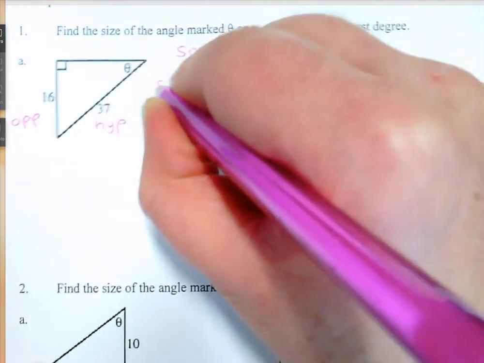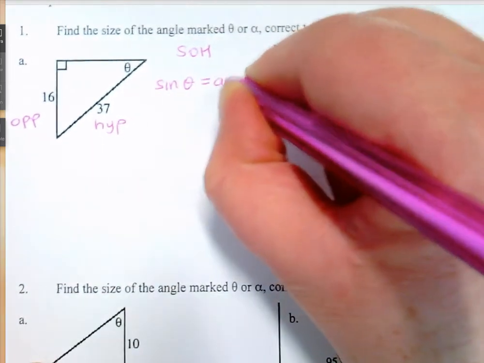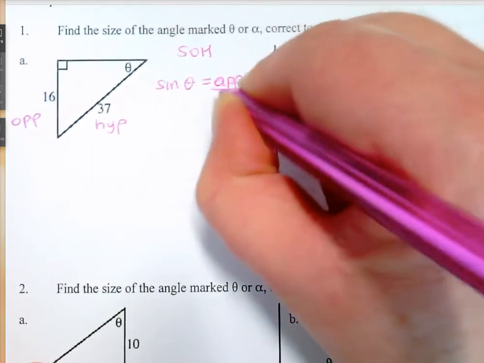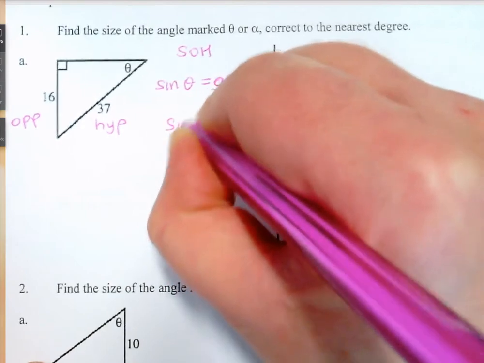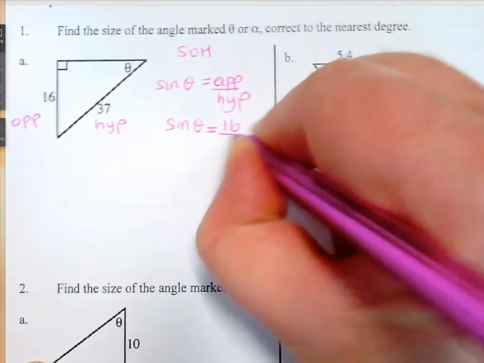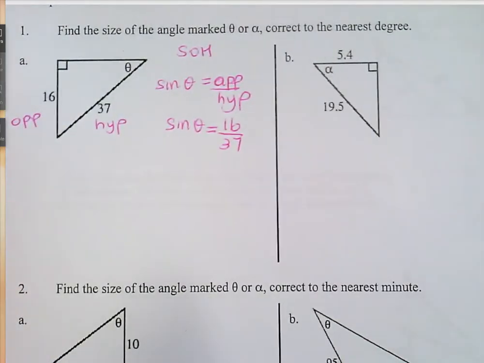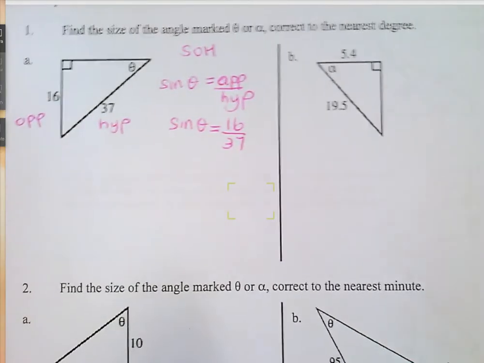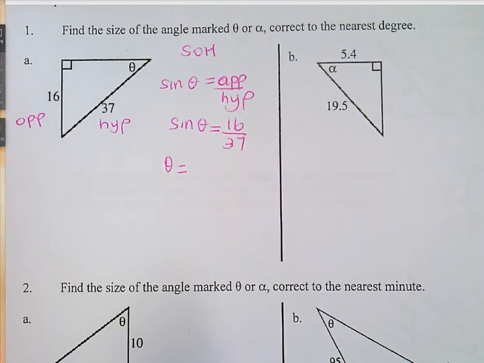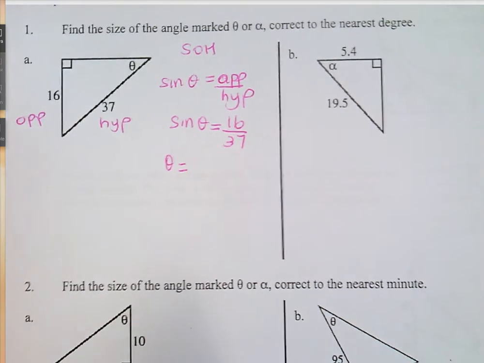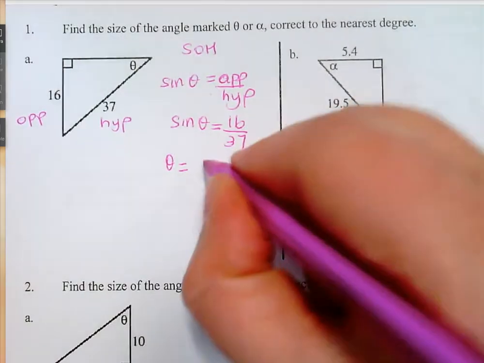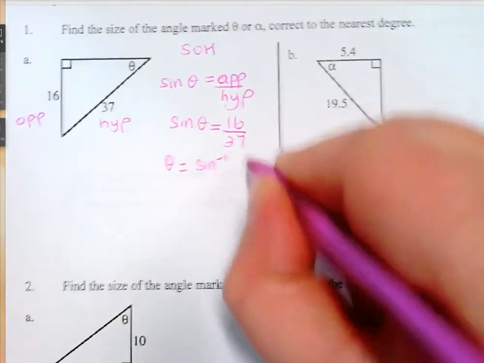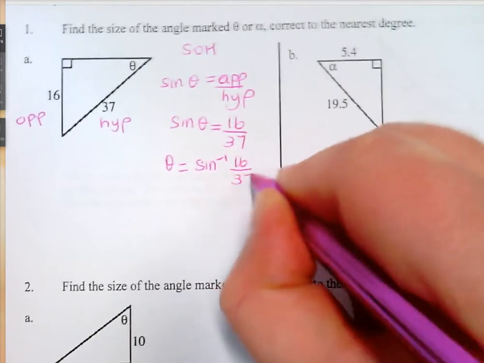So. Sine theta is opposite over hypotenuse. Sine theta is 16 over 37. Do you remember how to do these from last week? Theta. So sine of that angle. I don't know what the angle is. I can't go and press sine angle. I don't have the angle. That's when you use sine to the minus 1. So theta will be sine to the minus 1 of 16 on 37.